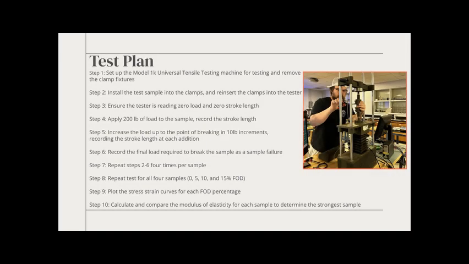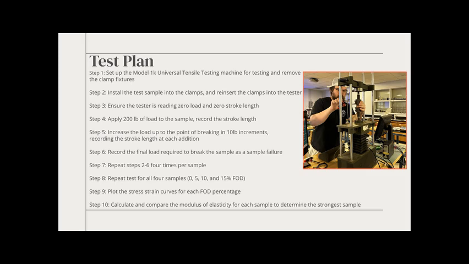Here is our test plan. Step 1 is to set up the Model 1K Universal Tensile Testing Machine for testing and remove the clamp fixtures. This machine can break samples up to 1,000 pounds, which is sufficient for our test. Step 2 is to install the test sample into the clamps and reinsert the clamps into the tester. The samples must be thoroughly tightened into the clamps to prevent slippage of the sample. A vise is helpful to ensure a tight fit.